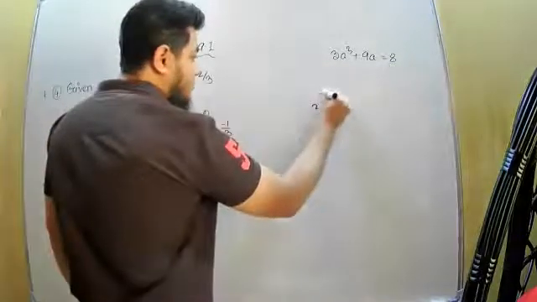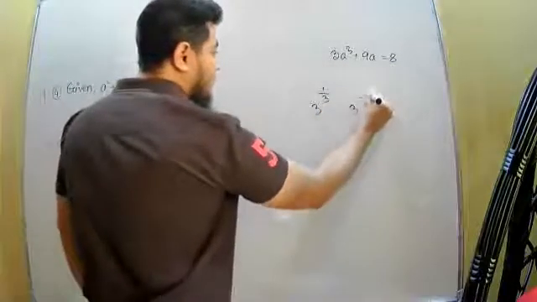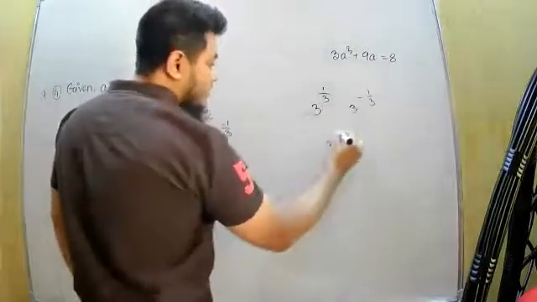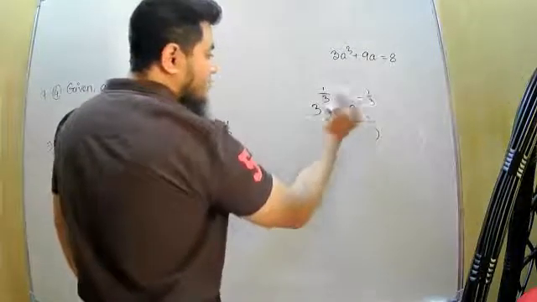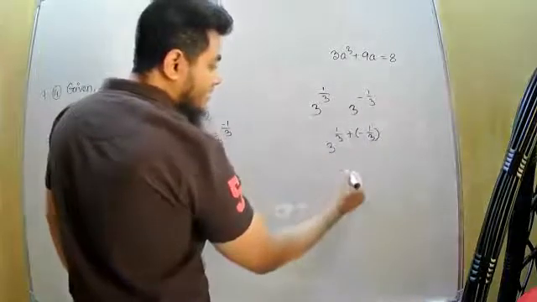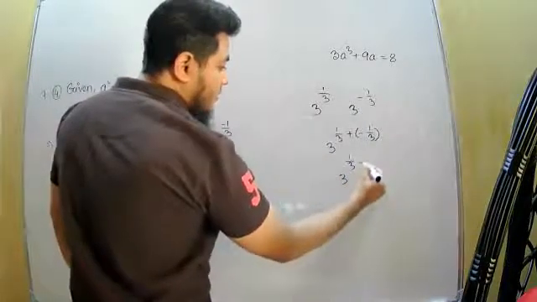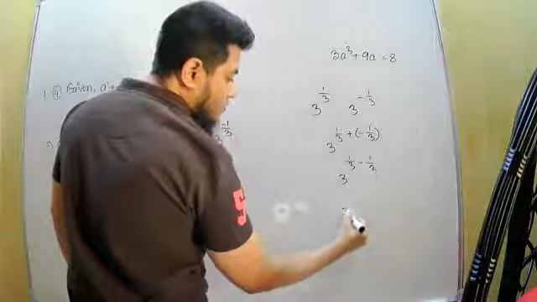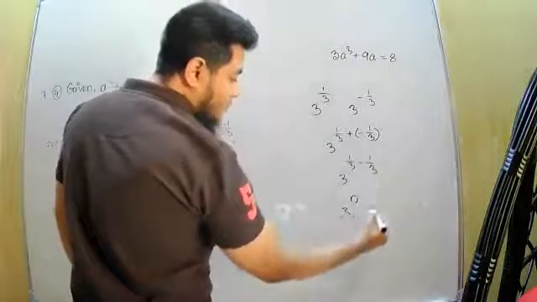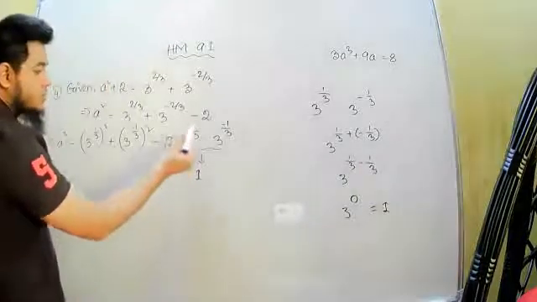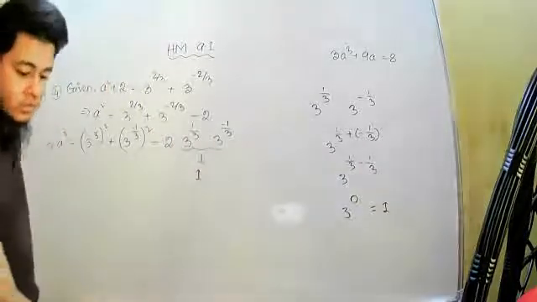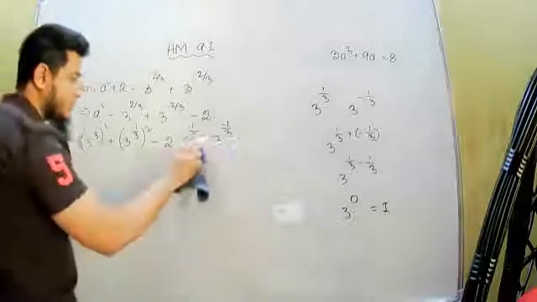Let me show you. 3 to the power 1 by 3 into 3 to the power minus 1 by 3. So this will give me 1 by 3 plus minus 1 by 3. As there is into, the power will be added, but plus minus, it will become minus. So 3 to the power 1 by 3 minus 1 by 3, that is 0. So 3 to the power 0 is equal to 1. So if this is equal to 1, 2 into 1 is same as 2. So that is why we can write it in this way.